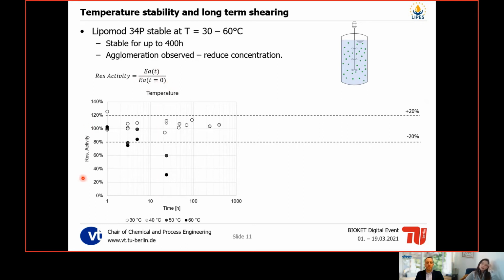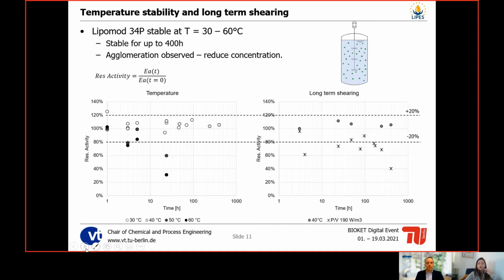So what you see on the y-axis is the residual activity at a certain time period inside the reactor. If you see here between 30 and 40 degrees Celsius, we really see no deactivation at all in shearing. But if we increase to 50 to 60 degrees Celsius, we see significant deactivation of the enzymes after 24 hours. Furthermore, we try to do the experiments for longer-term shearing because we want to use the enzyme for more than 100 hours, of course.